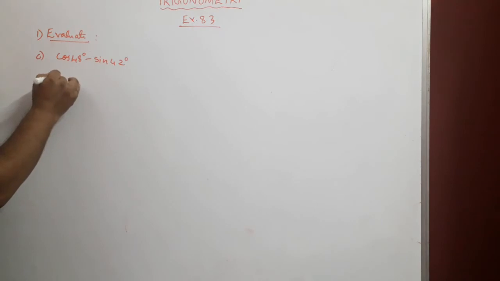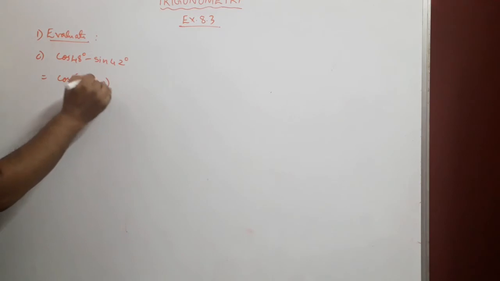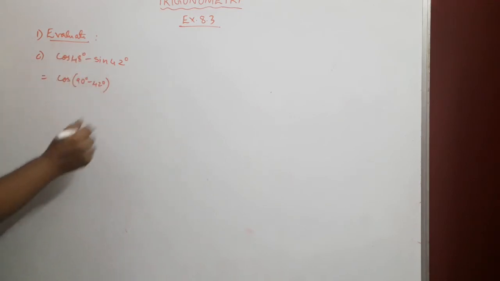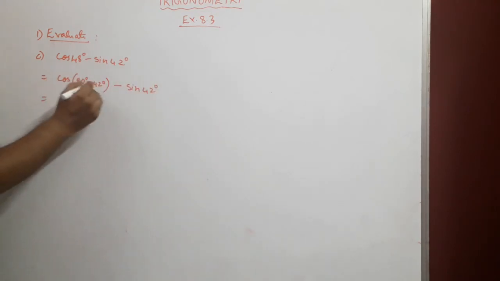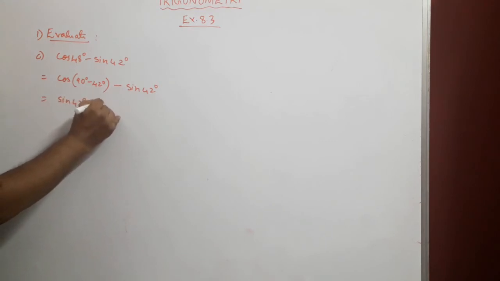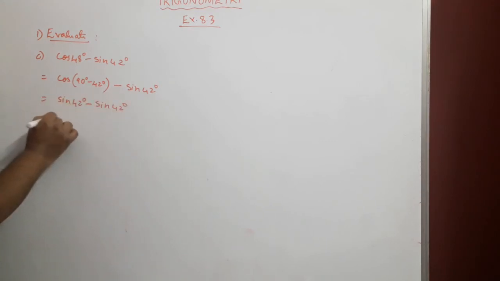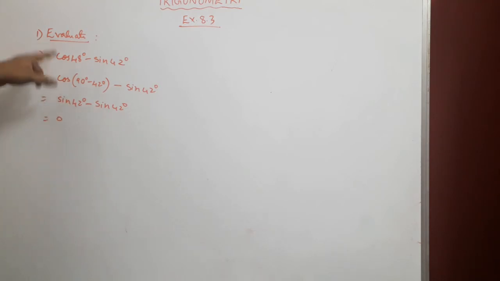So cos 48 can also be written as cos of 90 degrees minus 42, because 42 plus 48 gives us 90, minus sin 42. This we will keep the way it is, and cos of 42 degrees is nothing but sine of 42 degrees, minus sine 42 degrees, which is nothing but 0. So you see how, without actually finding out the sine of that particular degree, we can get the total value when we evaluate this particular problem.